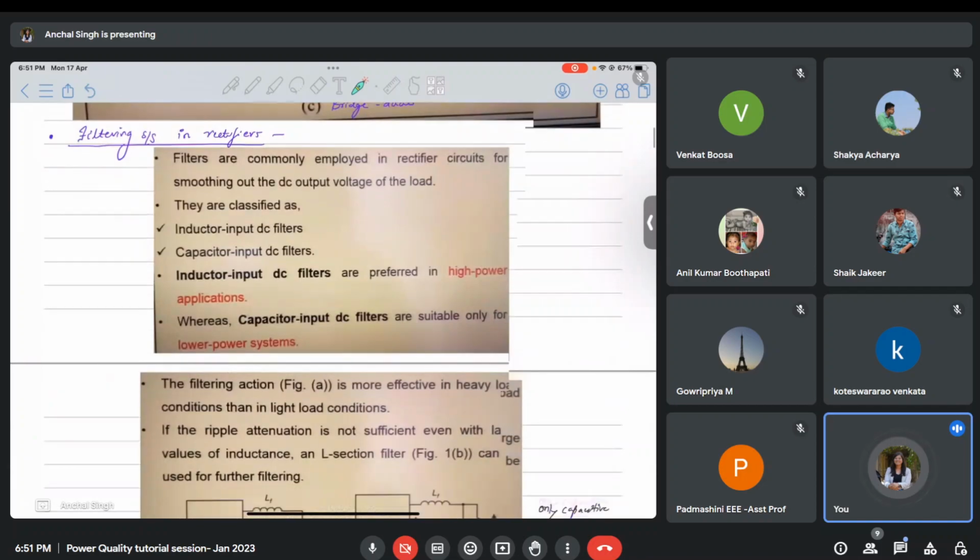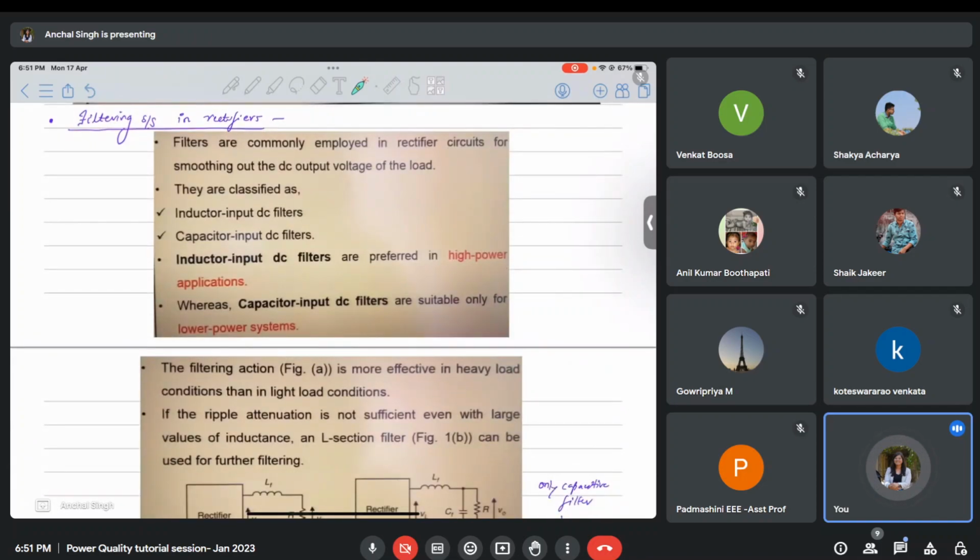Now we have looked that there are L type, C type and LC type of filters. Now let us discuss something about filters. Filters are commonly employed in rectifier circuits for smoothing out the DC output of the load. So when you talk about DC, ideally whenever somebody asks you to draw a DC waveform, you just draw a very light straight line, right?